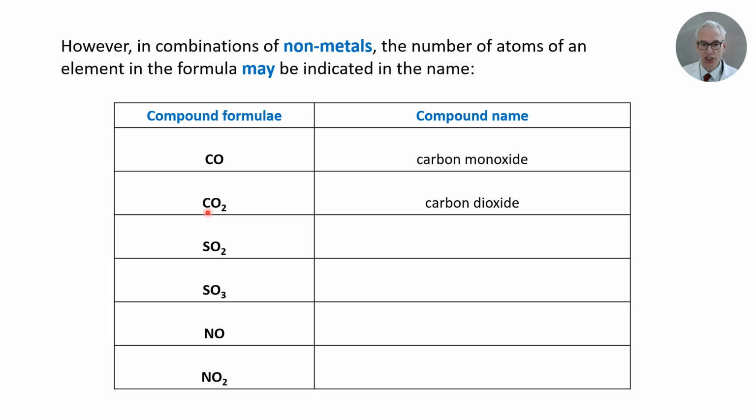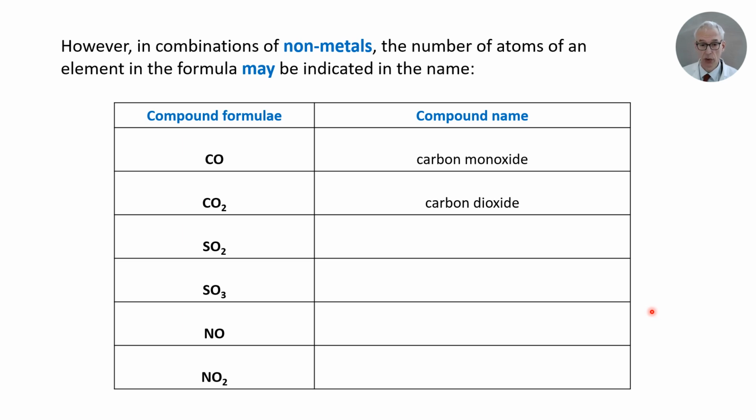For instance, CO2, you will know as carbon dioxide. So we've got 1 carbon and 2 oxygens indicated by the di. You may have heard of carbon monoxide, 1 carbon, 1 oxygen. So mono indicates 1 oxygen for each carbon. So we have mono and di. Would you like to try the remaining 4? Write down your answers and come back to check against mine when you are ready.